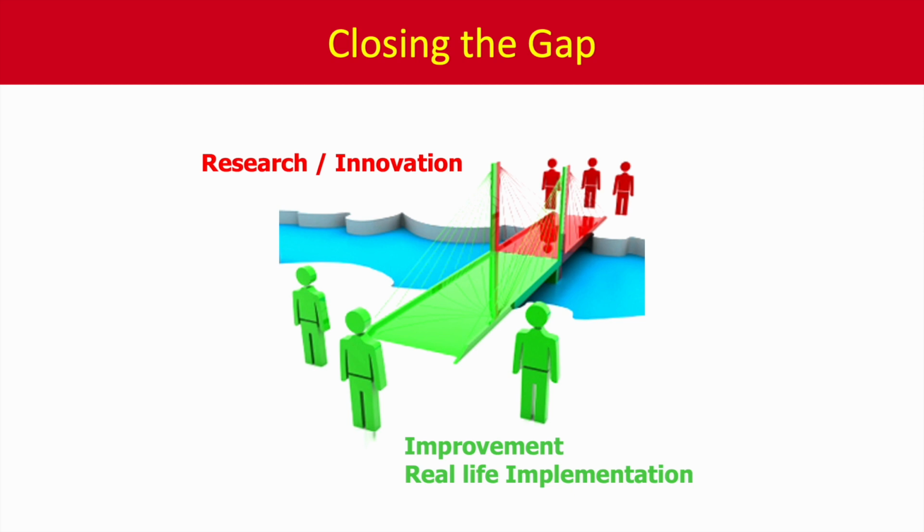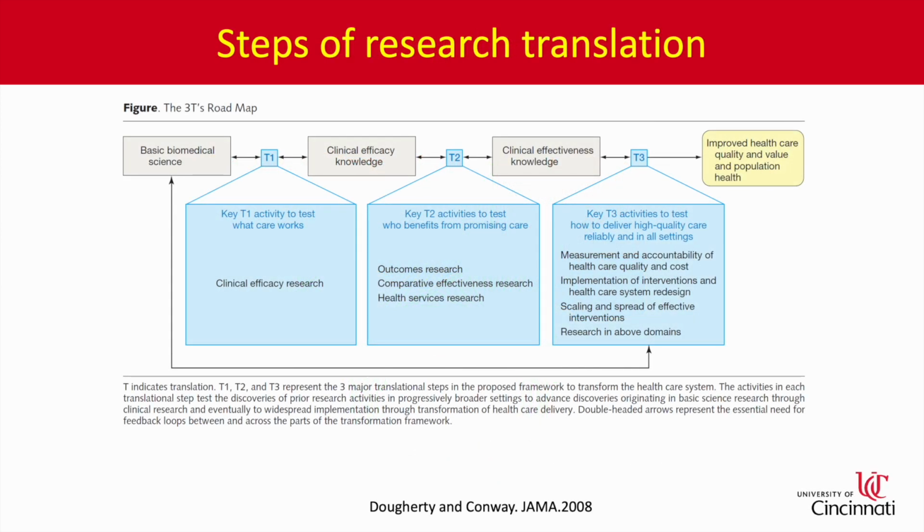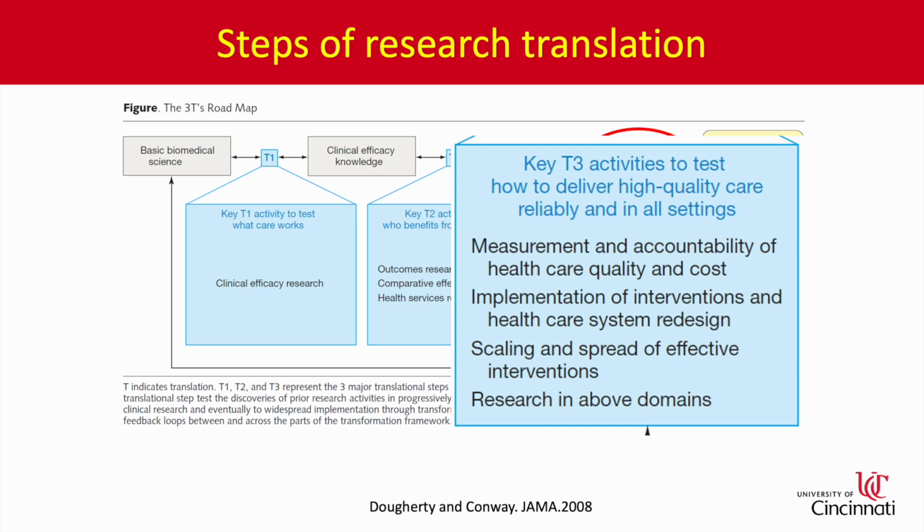And it's not the lack of research and innovation right now. Rather, the bigger gap is implementing what we know in a reliable way and having a mindset of continuous improvement in our systems, with the goal being that every person who interacts with the health system should get the best possible care as we know from the knowledge we have generated through clinical research. And this is precisely the last step in the research translation. It deals with measurement and accountability of healthcare quality, implementation of interventions and healthcare system redesign, and then scaling and spreading the effective interventions and doing research in finding innovative ways of doing this.